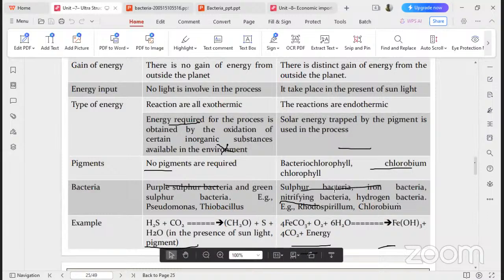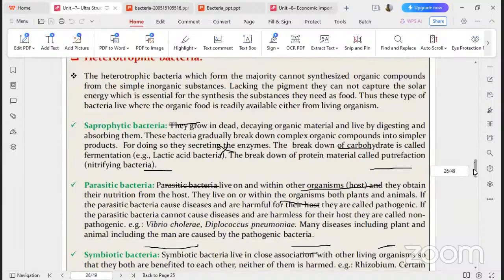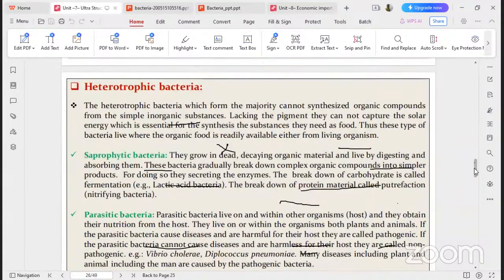You see, here in the photosynthetic bacteria, what happens here? It is absorbing the energy from the sunlight. Okay, and then next is the heterotrophic bacteria. That means it's depending upon others. Heterotrophs again, two types: saprophytic and parasitic.